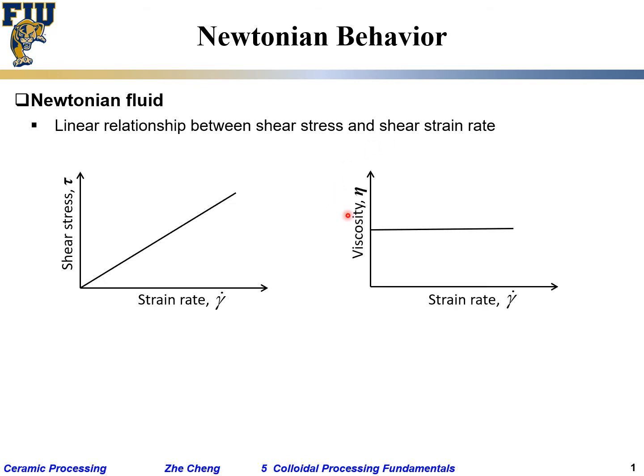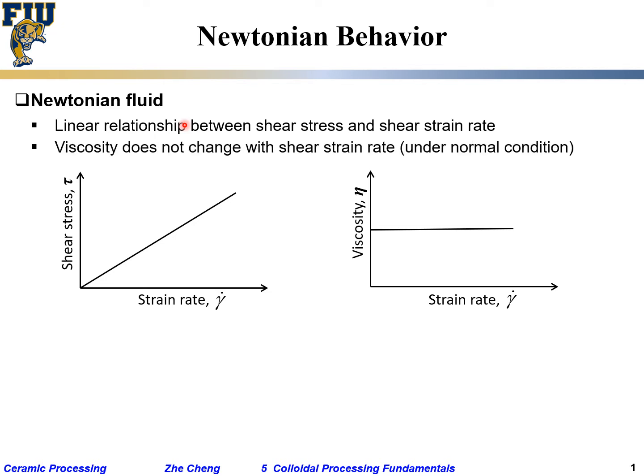As a result, if we plot viscosity versus shearing strain rate, a constant slope means constant viscosity. Which means no matter how fast you are shearing it, the viscosity doesn't really change much. That's Newtonian fluid. In comparison, we may have some non-Newtonian fluid. Newtonian fluid viscosity doesn't change with strain rate.